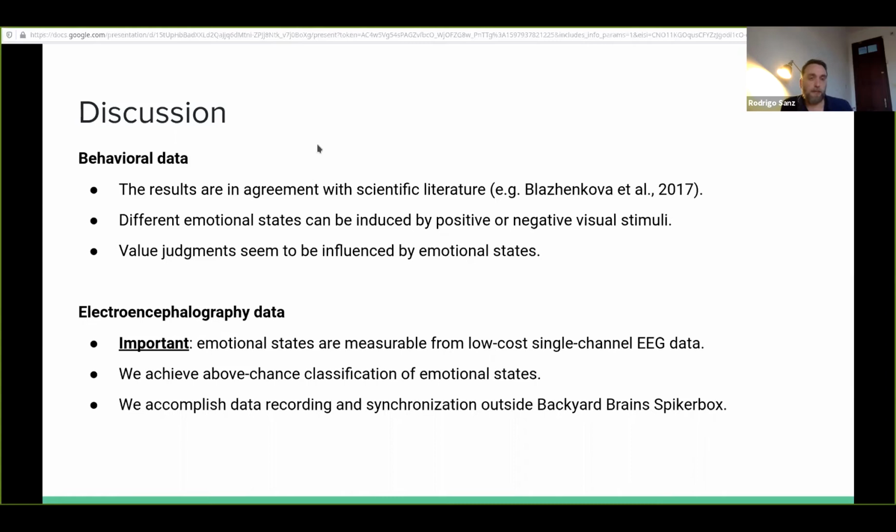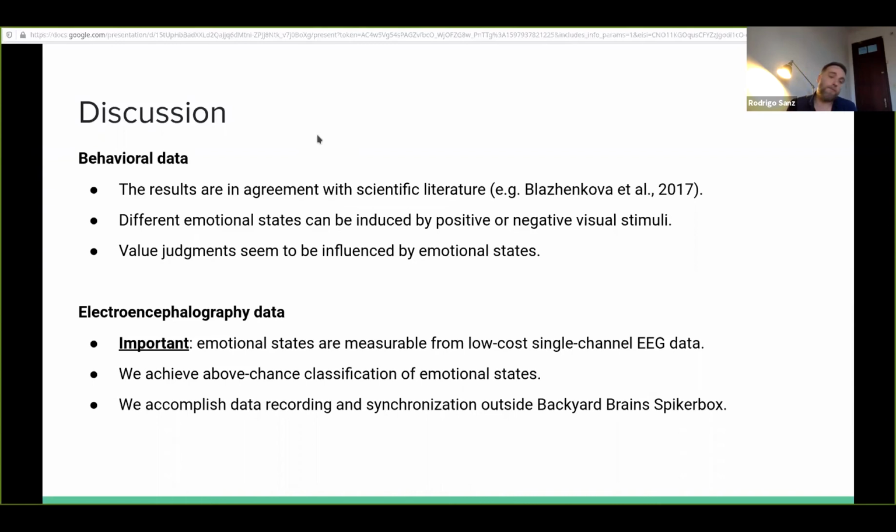Then we found that different emotional states can be induced by positive or negative visual stimuli. It's about the context. So the context images that we mixed in between the target images influence the value judgment. So the value judgment seems to be influenced by the emotional state of those context images.